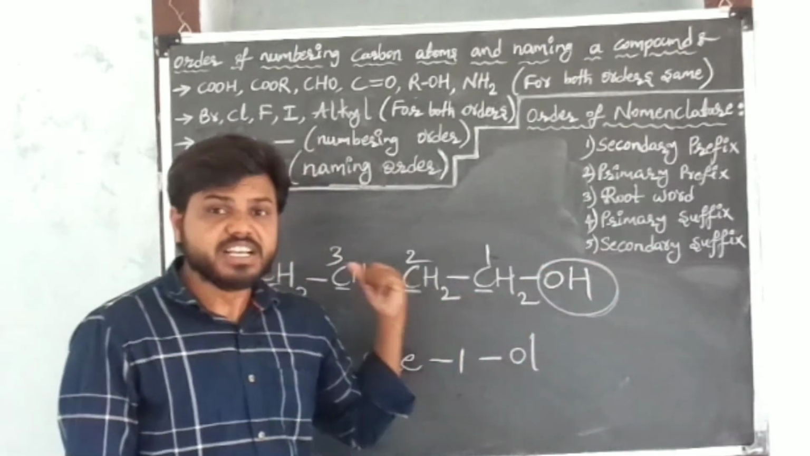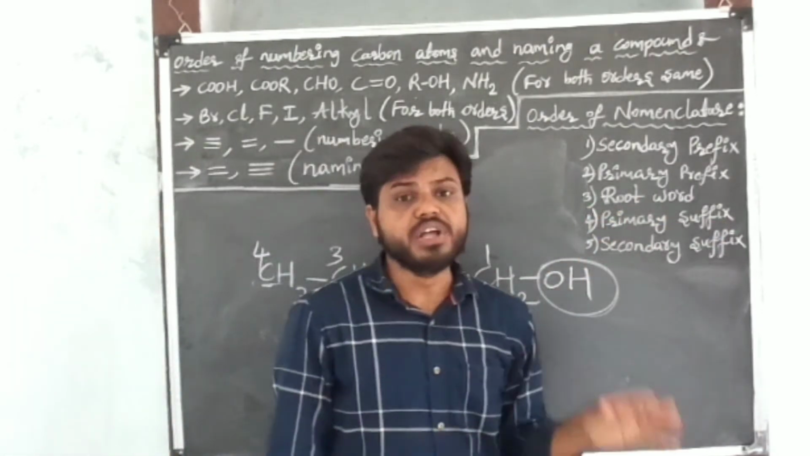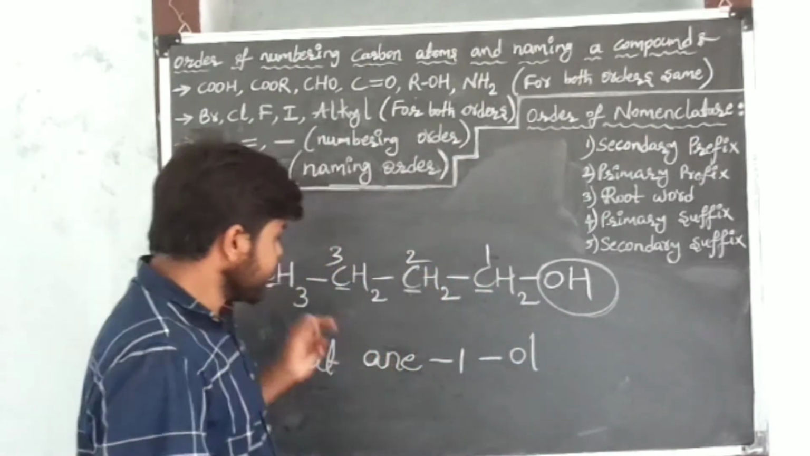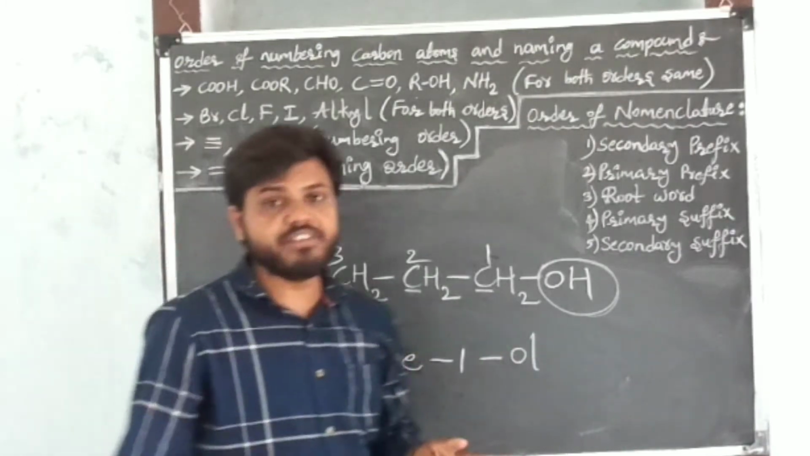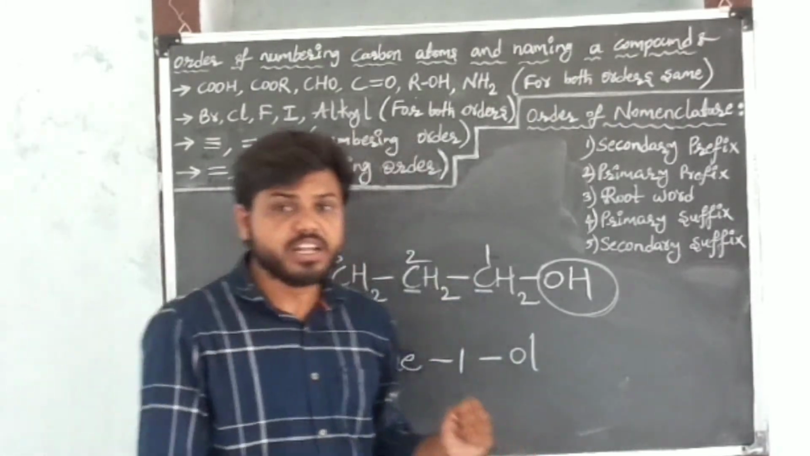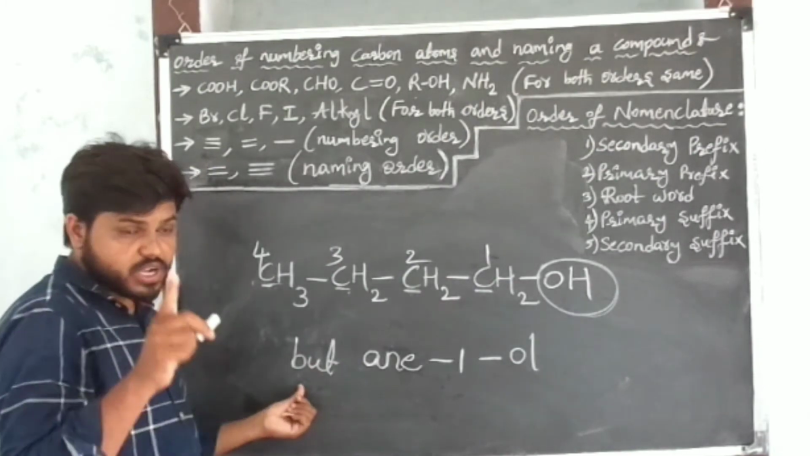Primary prefix is cyclic. Cyclic is also not present in the given carbon compound. Then go to the root word. Root word means number of carbon atoms. In the given carbon compound, 1, 2, 3, 4, there are 4 carbon atoms. The root word of 4 carbon atoms is but. I have written the root word.